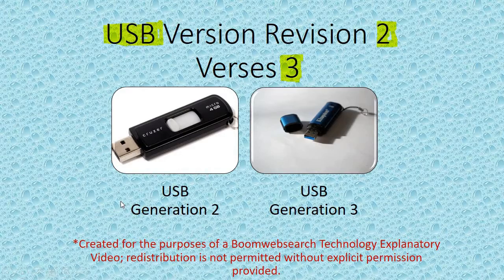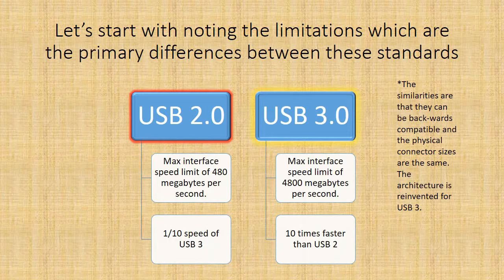Okay, so let's start with the aspect of noting the limitations, which are the primary differences between the standards of USB 3 and USB 2. So the similarities are they are backwards compatible and the physical connector sizes are the same. But the architecture of USB 3 has been reinvented over USB 2 and therefore comes with some advantages over the old architecture. One which is notable is the speed limit, or the maximum interface capacity. On USB 2 that's going to be 480 megs per second, and for USB 3 that's going to be 4,800 Mbps, and that means USB 3 is 10 times faster than USB 2.